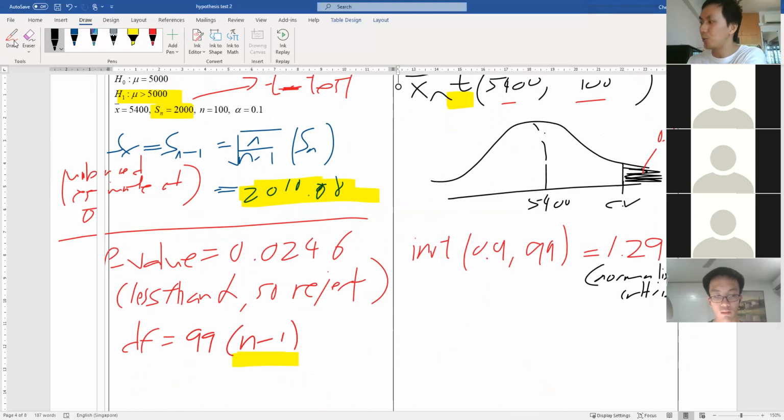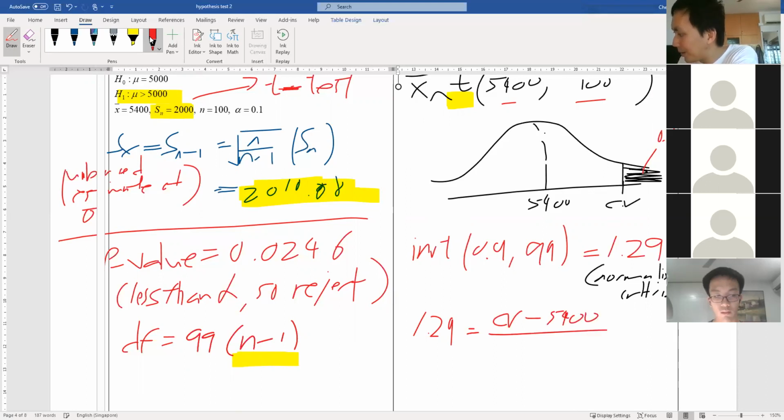So the GC only recognizes one basic T curve shape, the one with center 0, which is the normalized T curve. So how do I link this 1.29 to the original black curve, the convex bell curve? This 1.29 is actually equal to CV in the context of the black curve minus 5,400, then divided by sigma over square root n, which is 2010 divided by square root of 100. Can you understand what's going on here? Then from here you can calculate your CV if you want to.